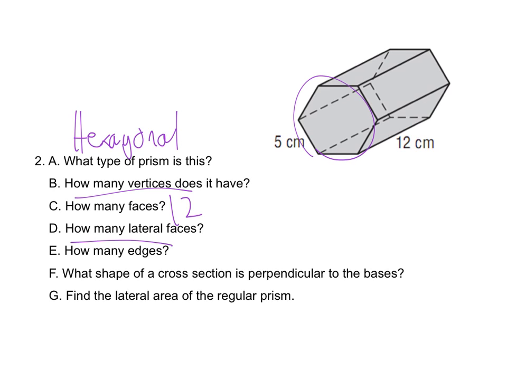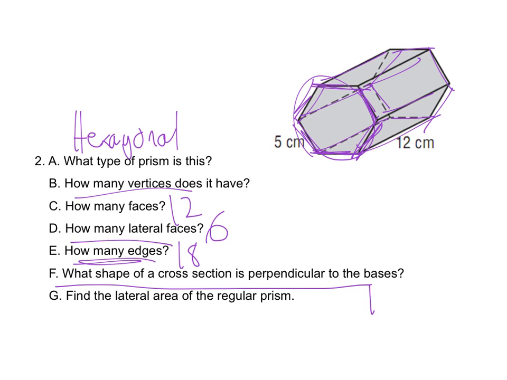So how many lateral faces? So how many sides does one base have? So that's going to be 6. How many edges? So 1, 2, 3. How many lines basically? 6, and then 7, 8, 9, 10, 11, 12, 13, 14, 15, 16, 17, 18. So 18. What shape is the cross section? Well, it's going to be a hexagon.